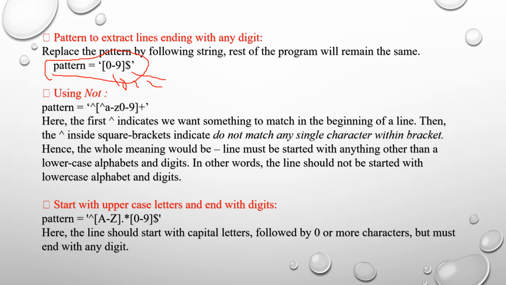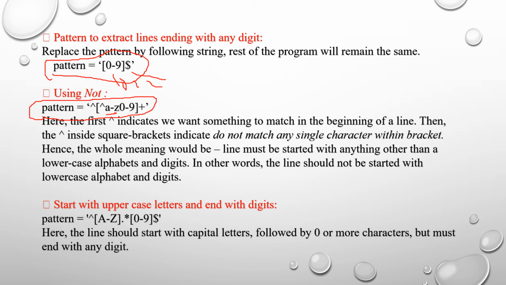So let's consider one more pattern. The pattern is equal to caret, then I open the square brackets, again use a caret symbol, and here I am using a to z in lowercase, A to Z in uppercase, and again 0 to 9. Here I am closing the bracket. After that I am using the plus operator. So this is the meta character pattern.